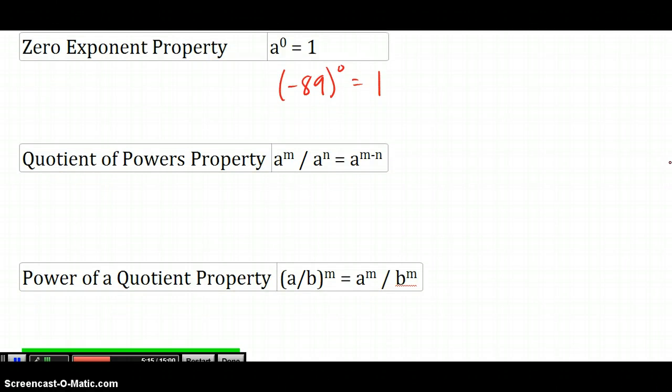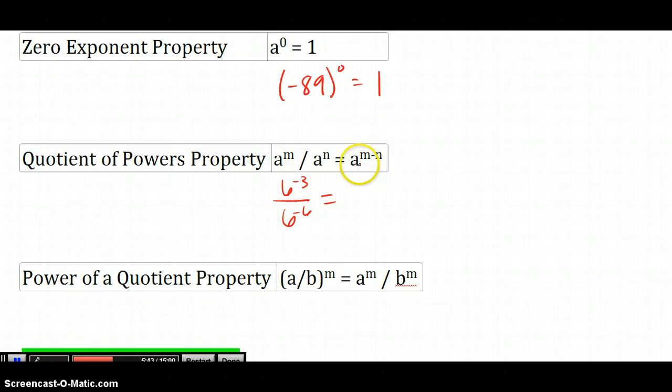And we have 2 more properties left. The quotient of powers property would mean that we have a quotient of 2 powers, and quotient meaning divide. So let's say we have 6 to the negative 3 over 6 to the negative 6. Now, in this property, the bases have to be the same. You see we have A and A. So this only works if you have bases that are the same.